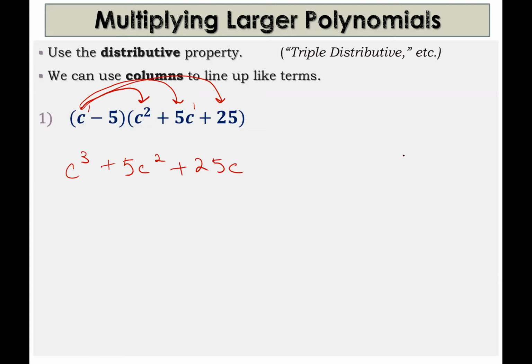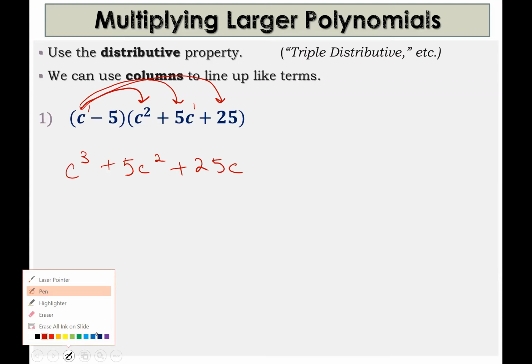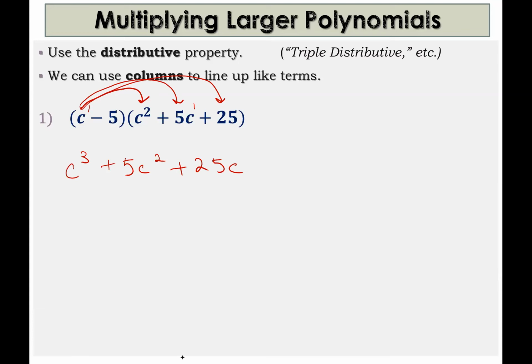Now, I can just keep going and write it in one long horizontal line of terms. That's completely fine. But as I said, I like to line up the like terms using some columns. So that's what I'm going to show you. So now we'll go back, and now we will distribute this negative 5. Negative 5 times C squared is negative 5C squared. See how I'm lining it up with the other C squared term? Okay, so I'm essentially writing a new row, but it's going to be shifted over sort of one space to the right. Let's keep going.